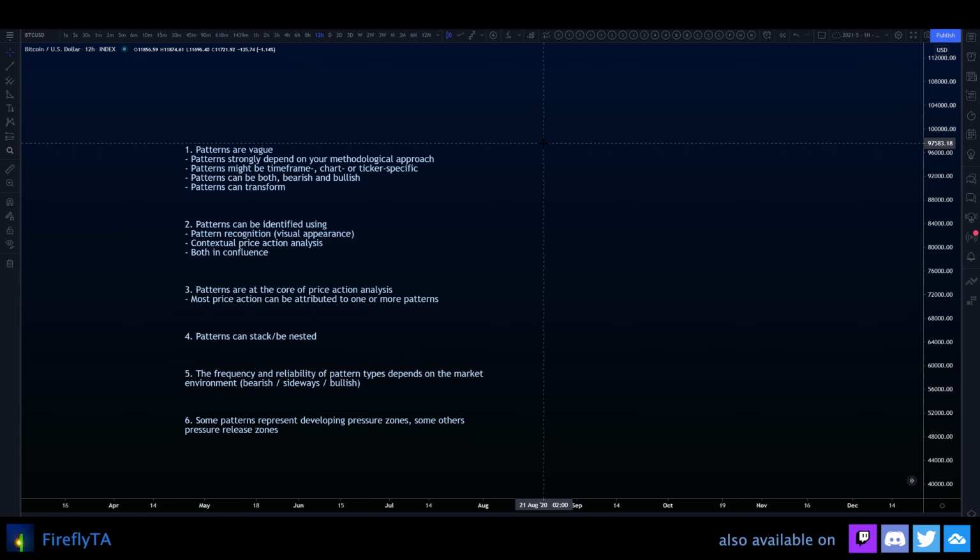The second point is that patterns are time frame, chart, and ticker specific. This means that a pattern on the 2-hour chart doesn't necessarily have to look the same on the 1-hour chart. Even though there's more data and not less data, the pattern doesn't necessarily have to persist across time frames.